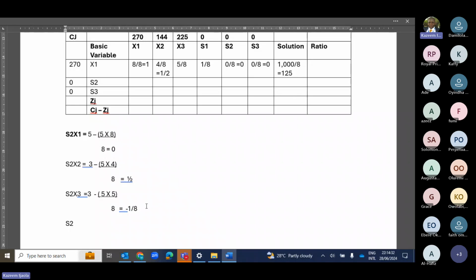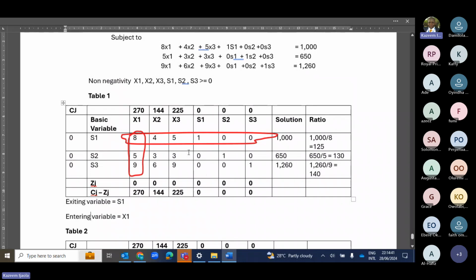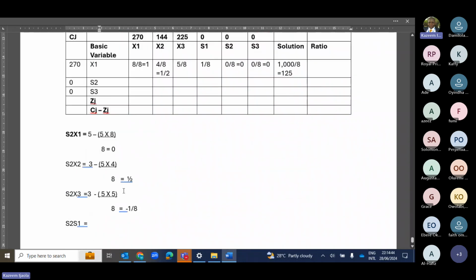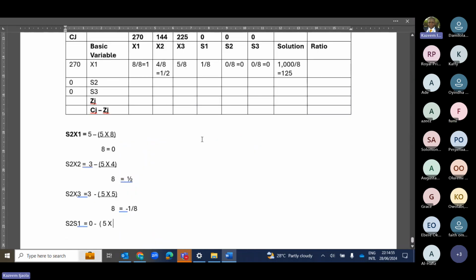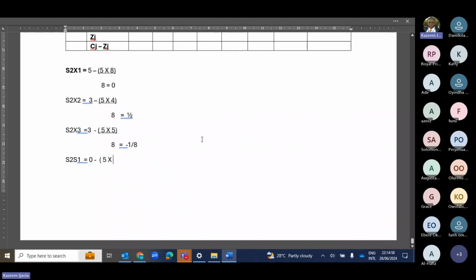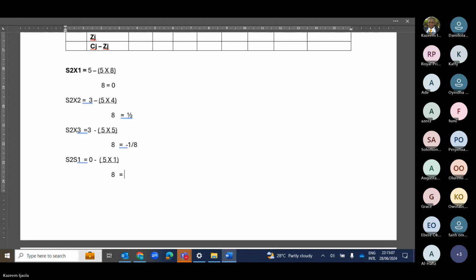So we have S2, S1 now. Let's do S2, S1. So what's the initial value? S2, S1. This one is 0. So it would be 0 minus 5 multiplied by, what's the top row value of that 0? 1. 1 divided by 8. Yes. So how much do we have? Minus 5 over 8. Minus 5 over 8.